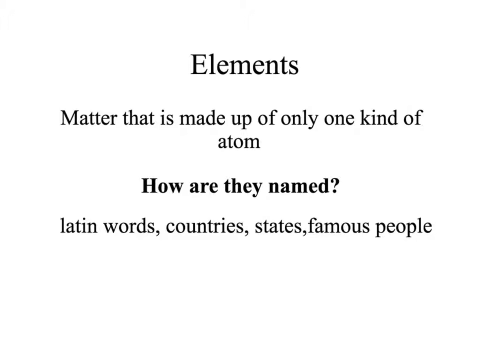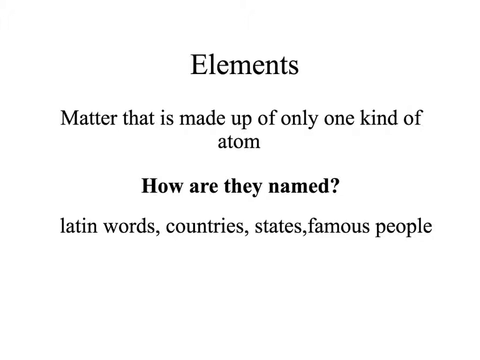So if you took pure gold, all that gold would just be made up of tiny atoms of gold. If you take pure silver, the same thing. Only atoms of silver make up that element. And how are they actually named? If you ever looked on the periodic table, they're named for many different reasons. But if someone discovers the element, then they kind of get props to name the element.